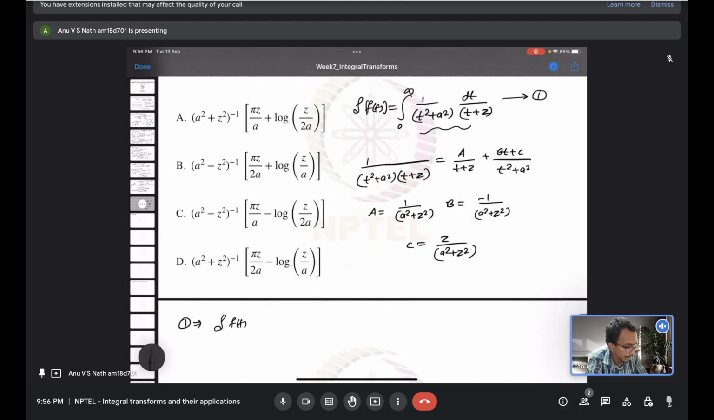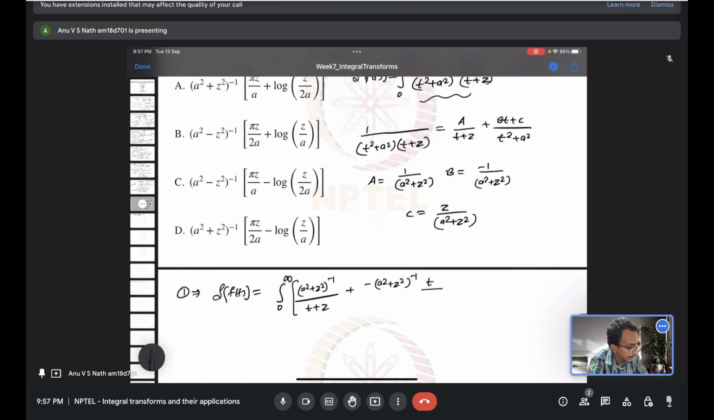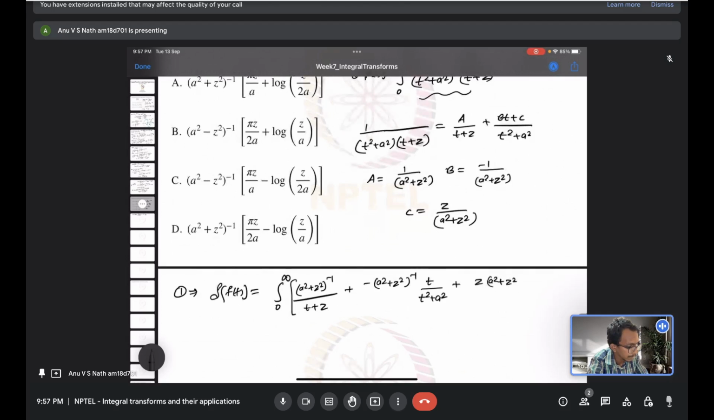the function f of t, which is the integral from 0 to infinity of a divided by t plus z. So it's (a square plus z square) inverse, the whole divided by t plus z. Then b, which is minus (a square plus z square) inverse, so b t, right? So it's b t by t square plus a square. Then c, which is z (a square plus z square) inverse by t square plus a square dt.